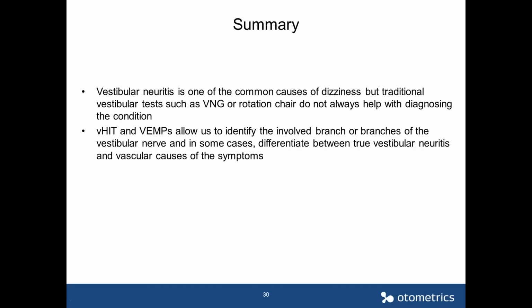showing my screen here. Okay, to just summarize the whole presentation, vestibular neuritis is a very common cause of dizziness, but unfortunately up until now, when we did VNG or rotation testing, we didn't fully diagnose the condition. We couldn't identify the different types of it. Today, with the presence of VHIT and VEMPs, we can identify the involved branch, and hopefully very soon we'll be able to develop rehab procedures that are more targeted for different types of vestibular neuritis.